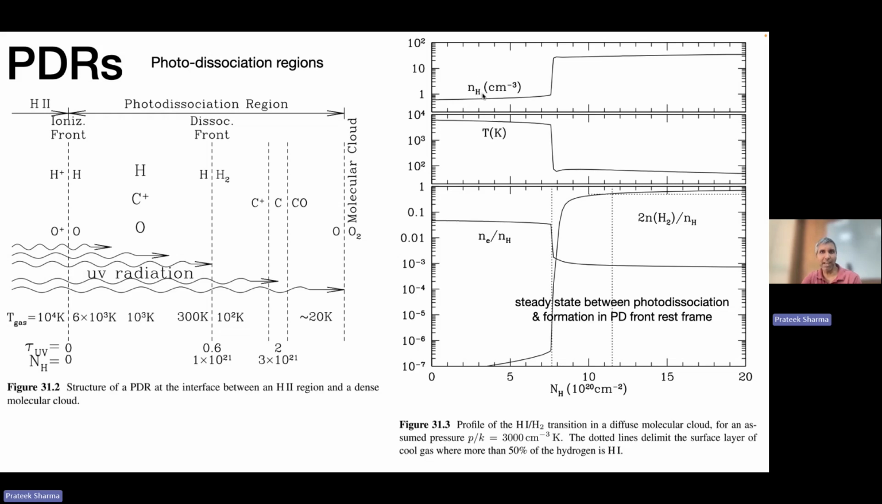This is hydrogen number density. N times T is constant. They are in rough pressure balance. So lower density, higher temperature; higher density, lower temperature. This is the point, this front, the dissociation front. This is where, just like in the Stromgren sphere, there is a steady state between photodissociation and formation of H2 molecules at every point. And this is done in a frame in which the photodissociation front is at rest.